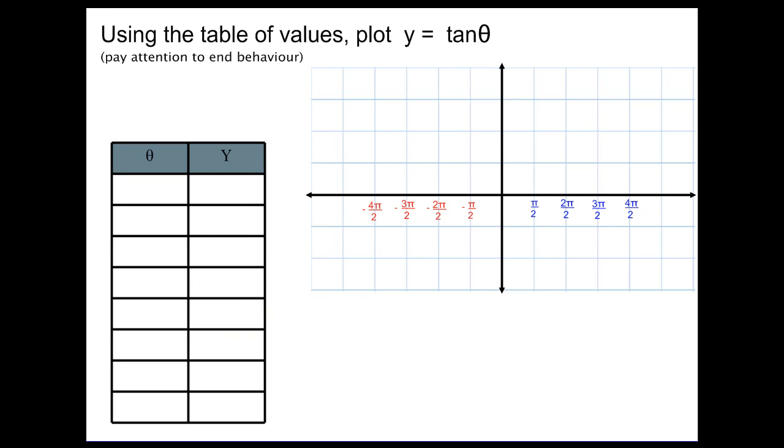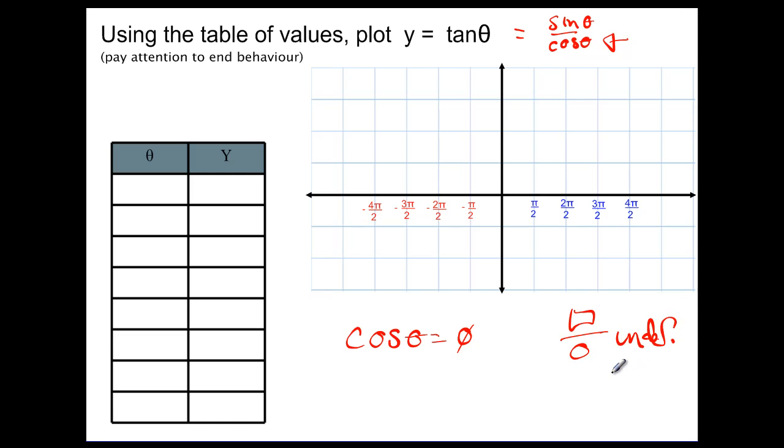Now, in order to do the tan curve, I am going to recognize that tan is the same thing as sine over cos. Anytime I'm dealing with a ratio, there are going to be restrictions. So I have to take a look and find out where cos of theta is equal to 0, because anything over 0 is undefined. And if it's undefined, it means that there's a vertical asymptote there.